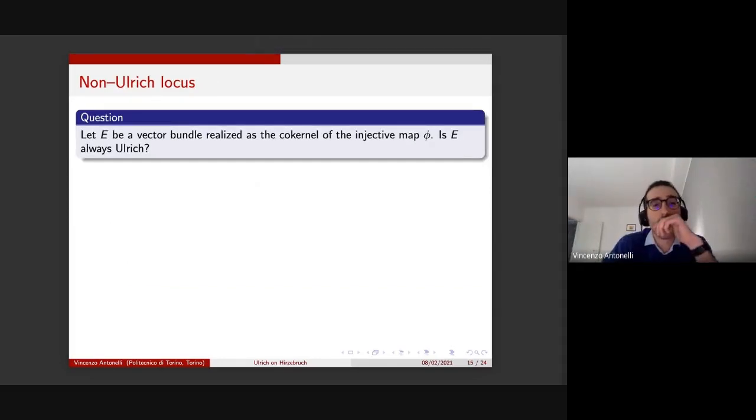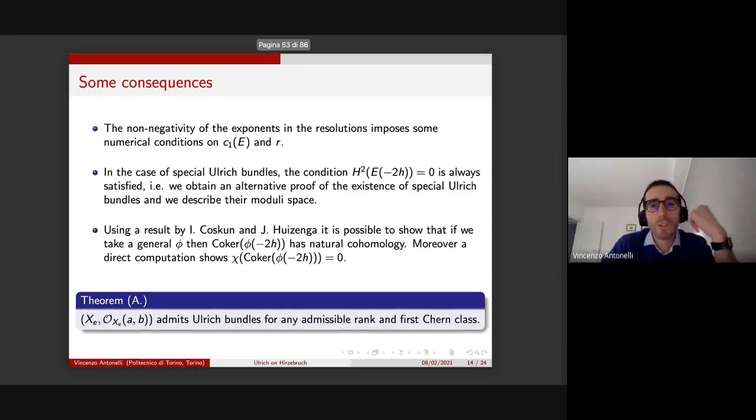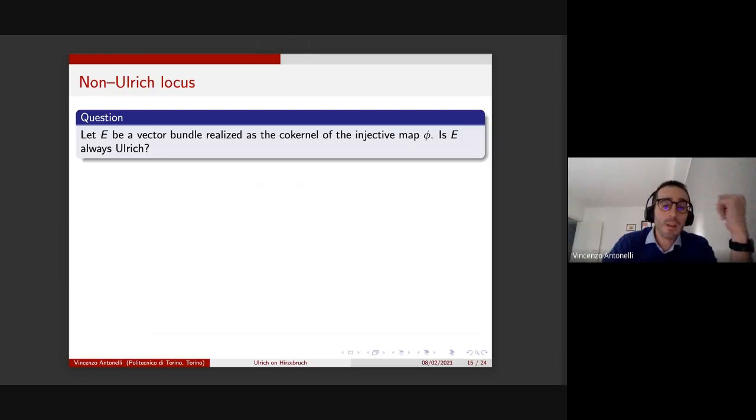But before doing that, I will make a last comment on these two theorems. Here we saw in the previous slide that in the case of special Ulrich bundle, the condition on the H2 is always satisfied. Also, if you take the general map, the condition is satisfied. So one can ask, well, maybe we don't need this condition. Maybe it holds for every injective map phi. Well, actually, that's not the case. You can construct counterexamples.